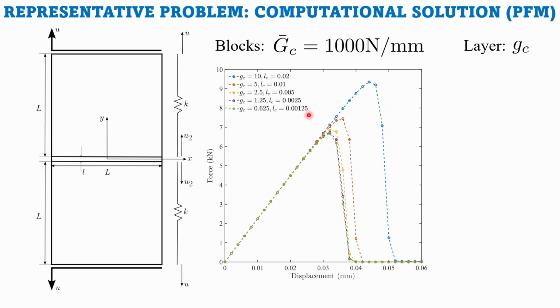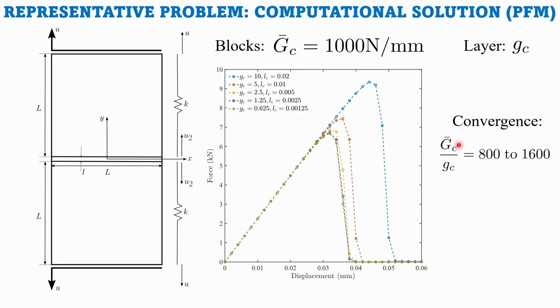Now as you keep on decreasing it in the same proportion, you see we reach convergence. We reach convergence for a GC bar by GC ratio. This is what we call the toughness ratio. Mind you, this is not GC by LC. GC by LC is the same for all of these 5 cases. We are talking about the toughness ratio.